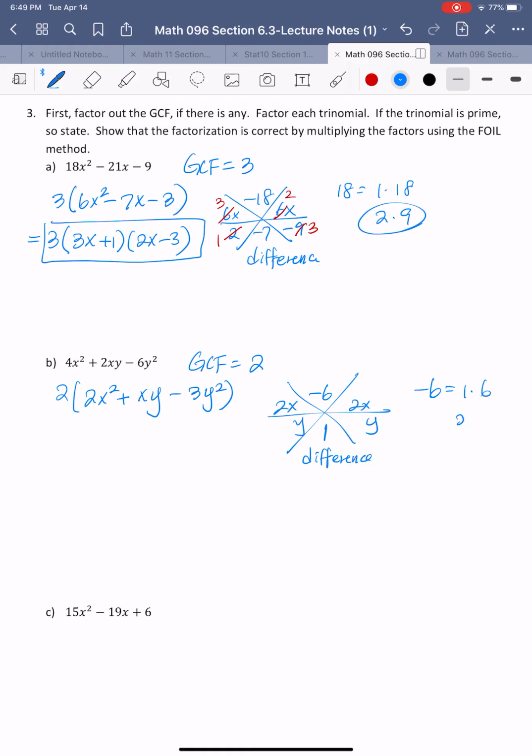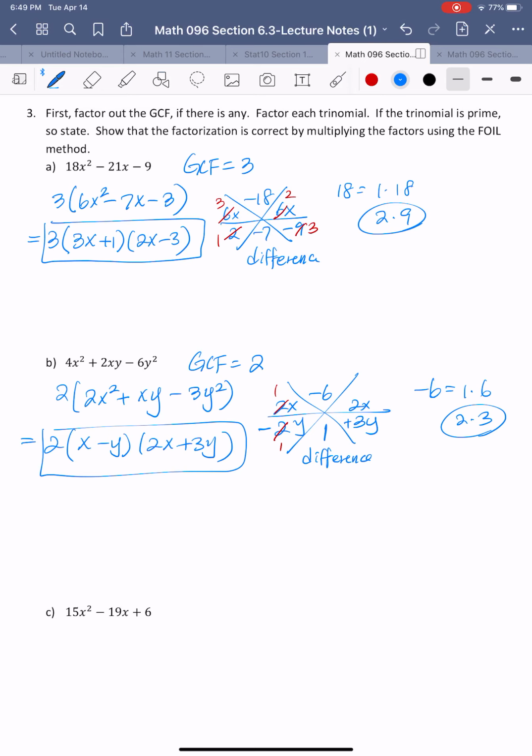1 times 6, 2 times 3. So 1 is the difference of 2 and 3. I need the positive 1, so this must be negative, plus. So reducible? Yes, 2 and 2, 1 and 1. Okay, and then you get that. Don't forget the 2. So you got x minus y times 2x plus 3.